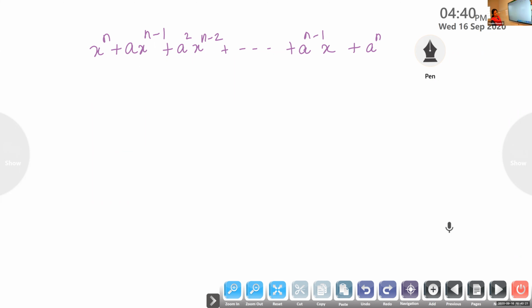where a is some fixed real number and n is any positive integer. So we can name this function as f of x.